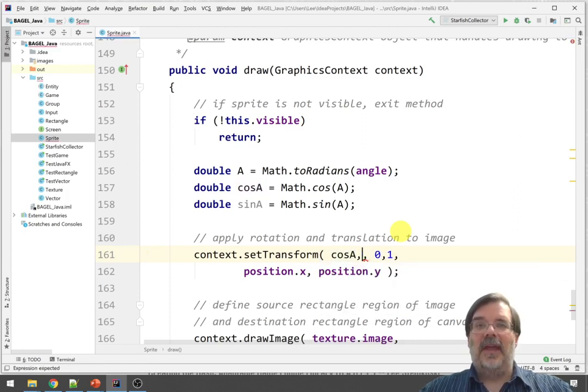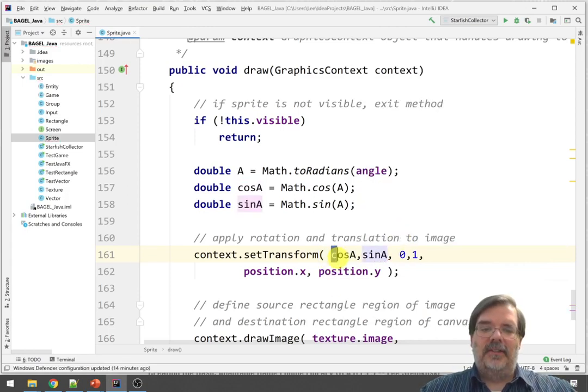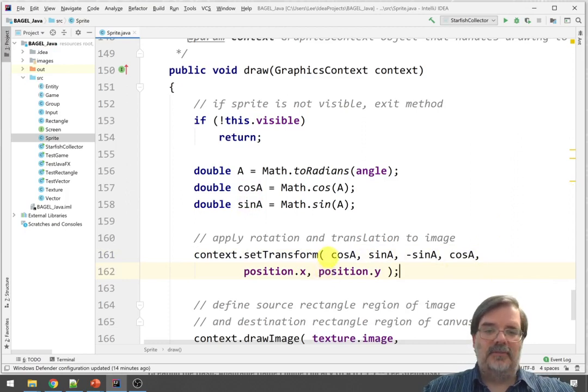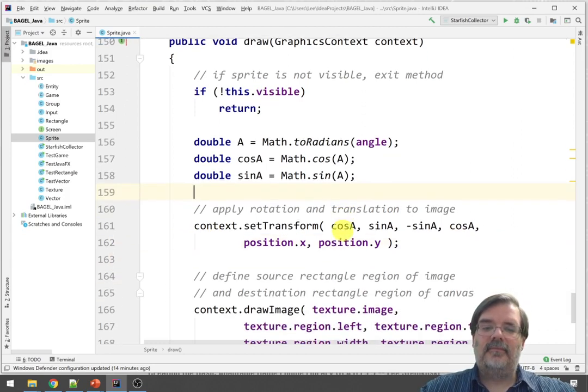But since this isn't a math class, I'm just going to enter in the numbers here. But effectively, this represents the first column of a matrix, which will be multiplied by the current position. And then the next two values represent the second column of a rotation matrix, which is used to adjust the position. And these values, they'll rotate the sprite for us.